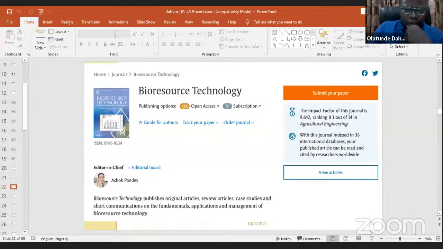Now, look at this journal, everybody. This journal is called Bioresource Technology. As of today, the impact factor of this journal is 9.6. It's a very big journal. And I must say to you that getting your paper published in this journal is not child's play at all. You have to go through a lot of things before you can get one paper published in Bioresource. But to the glory of God, I have published 9 papers in this journal till today. So how did I do it?